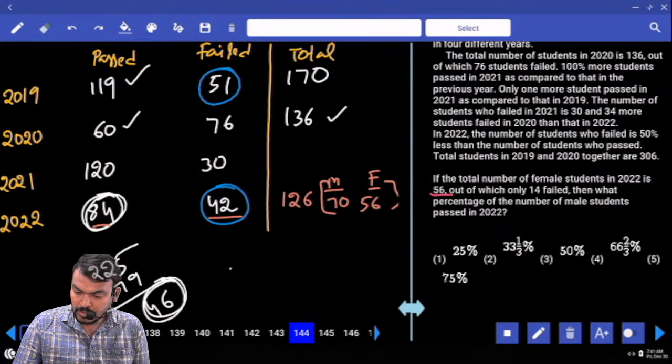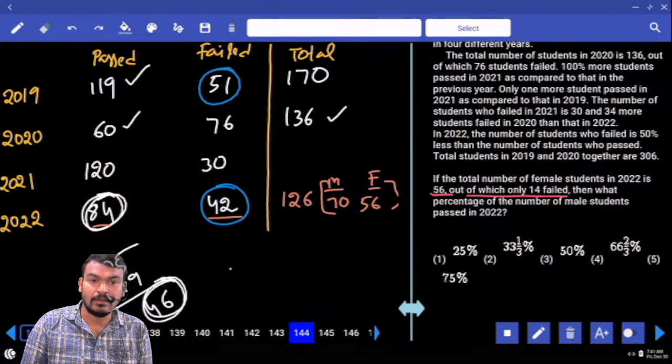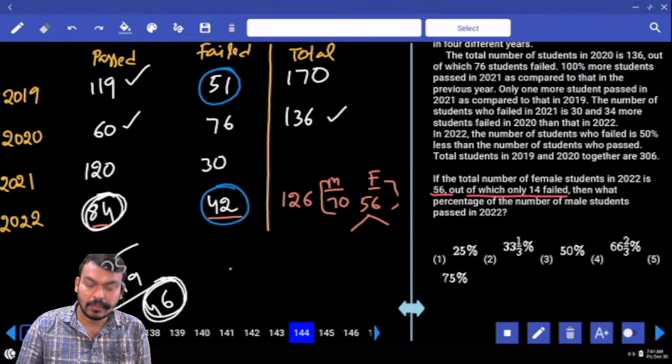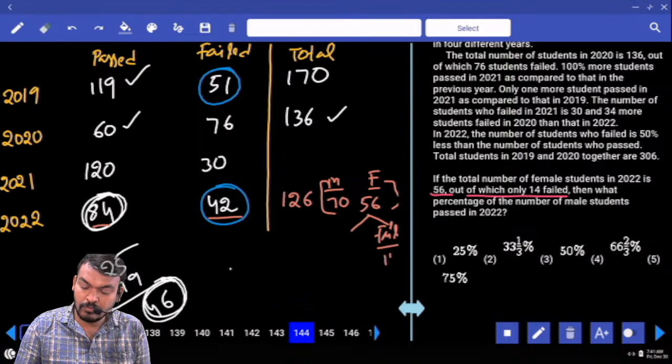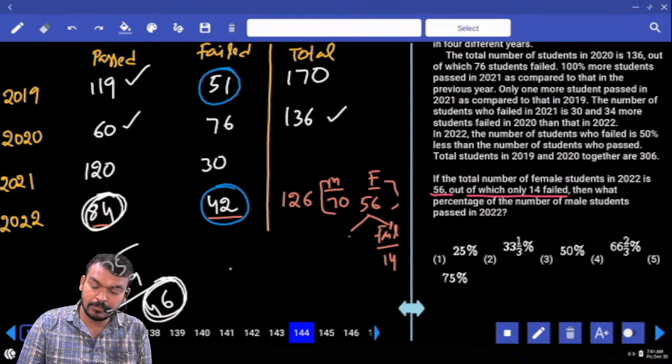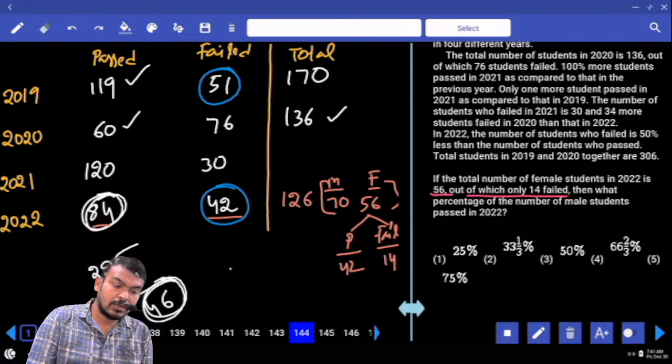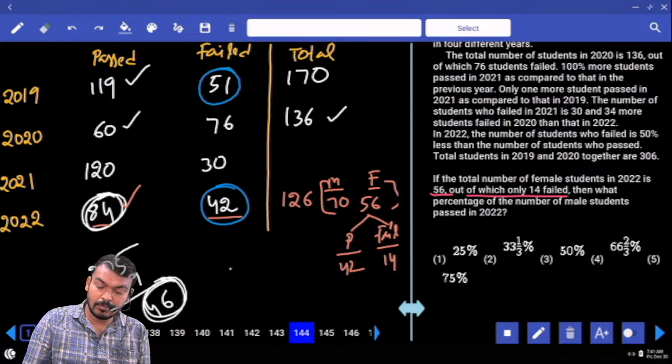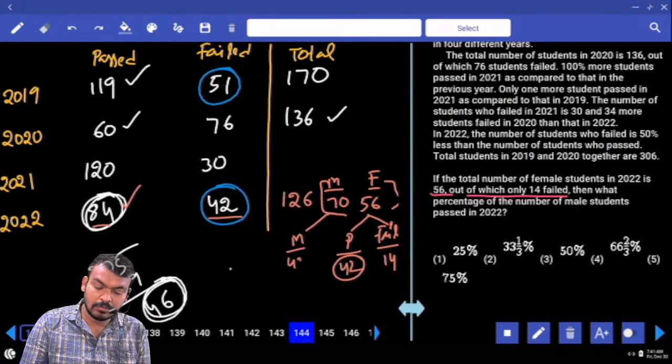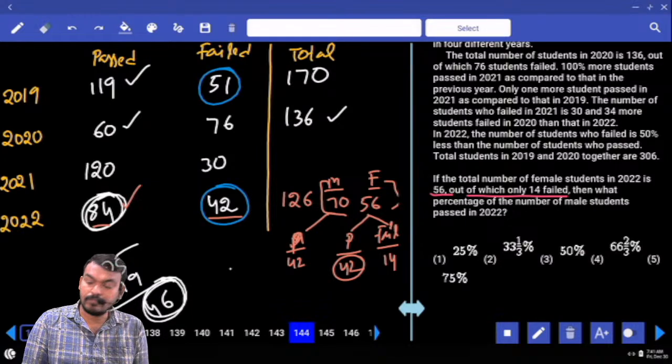Next, out of which only 14 are failed, means out of 56, failed females is how much? 14 or not? Fail 14 means pass females are 42 or not? Okay, what is the total pass value? 84. Out of 84, female pass value 42, means male pass value also 42 or not? Male pass value is how much? 42.